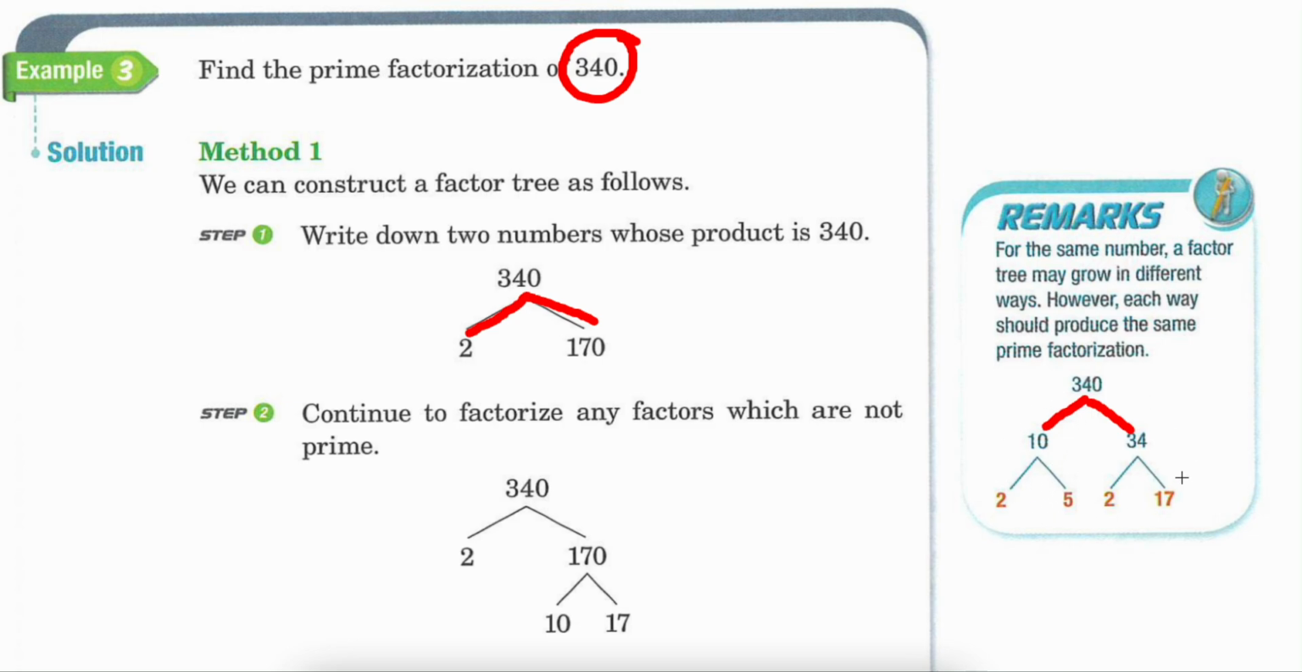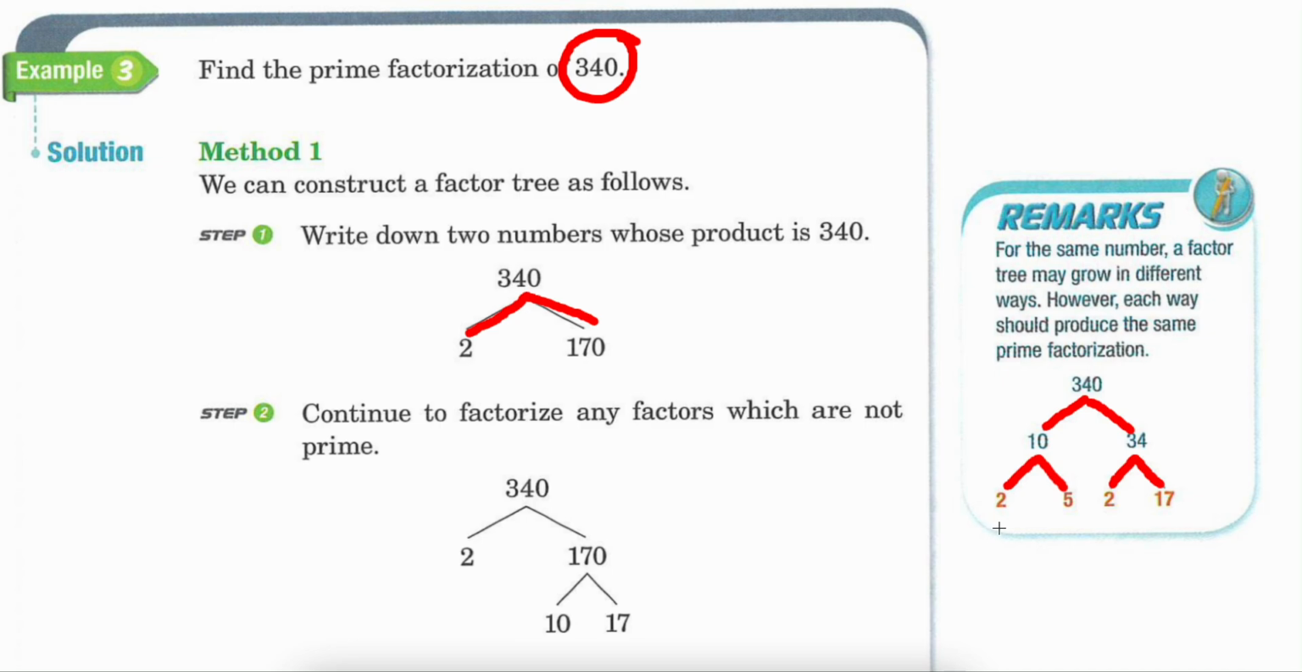If I wanted to break it down into 10 and 34, I'm going to actually keep breaking it down. 10 can then be broken down into 2 and 5 because 2 times 5 gets to 10. 34 can be broken down into 2 and 17 because 2 times 17 gets me to 34. So just like our number bonds, we're going to come up with numbers that it can be broken down into. 10 times 34 is 340. 10 can be broken down into 2 and 5. 34 can be broken down into 2 and 17. And again, we're going to keep going until we can't go anymore.